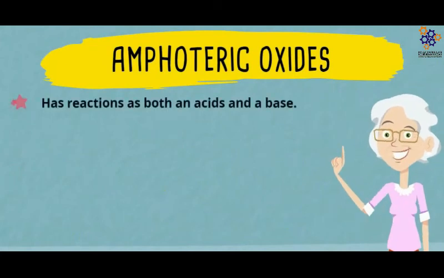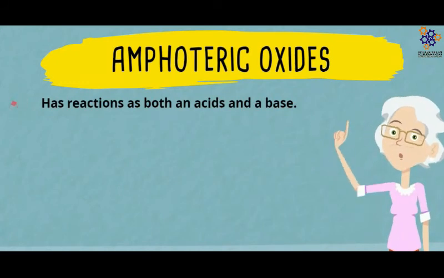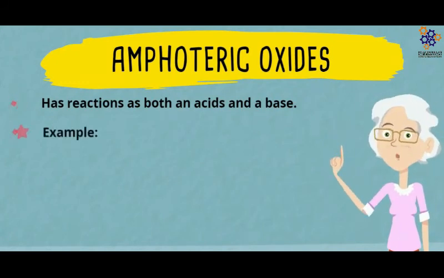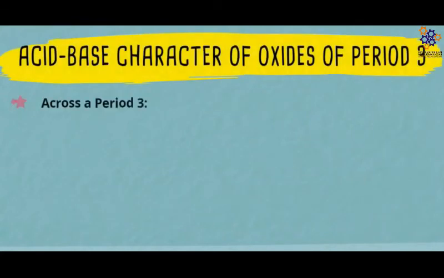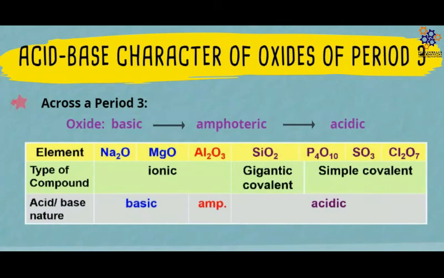Amphoteric oxides are compounds which exhibit both acidic and basic characteristics. They react with both alkalis and acids. The trend in acid-base character is shown in various reactions. But as a simple summary, across period 3, the trend changes from basic oxides to acidic oxides, via an amphoteric oxide in the middle. An amphoteric oxide is one which shows both acidic and basic properties.